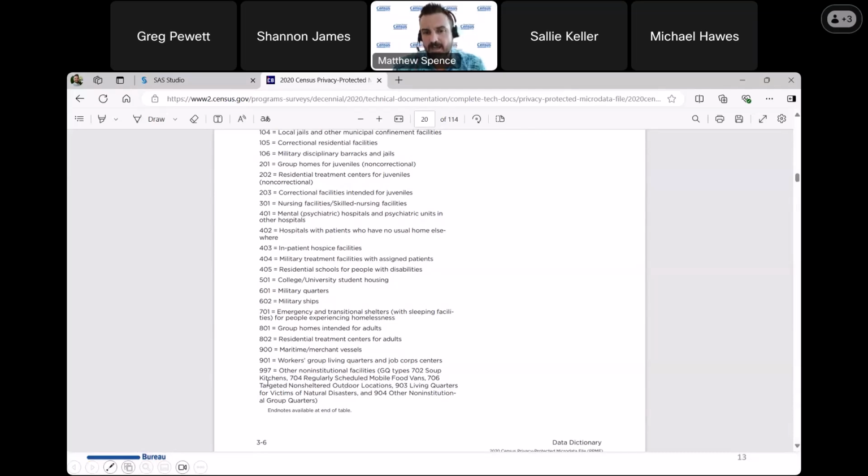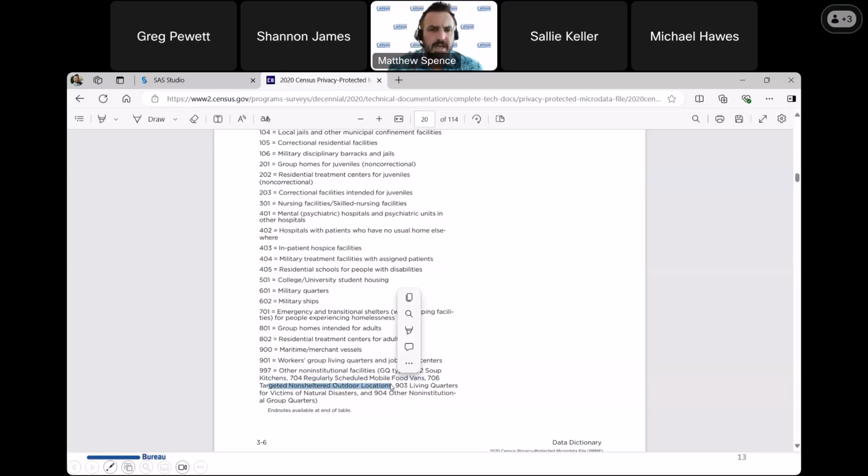we have a variety of operations that target individuals who don't live in housing units or traditional brick and mortar GQs. One of them is an operation that targets soup kitchens. We have another one that targets regularly scheduled mobile food vans. And then we also have one that targets non-sheltered outdoor locations, or TNSOLs, or tonsils, depending on how you like to pronounce it, but TNSOL, temporary targeted non-shelter outdoor locations.